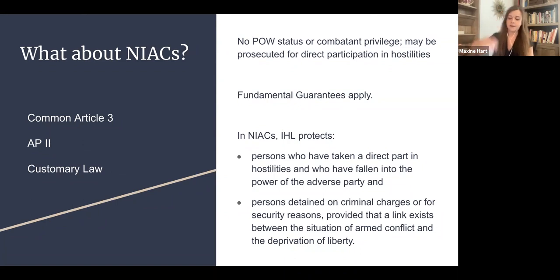And the ICRC has issued guidelines that recommend that the minimum standard in NIACs be imperative reasons of security. It has also put forward some procedural mechanisms for reviewing and challenging whether an internment is lawful.